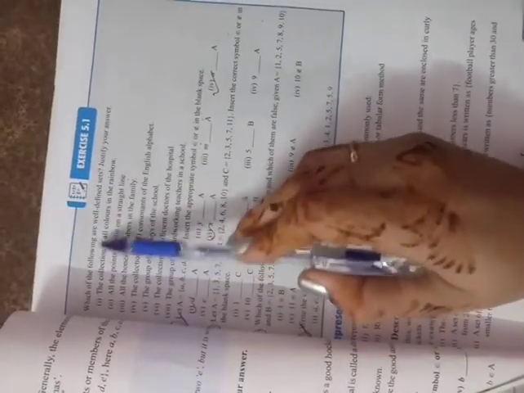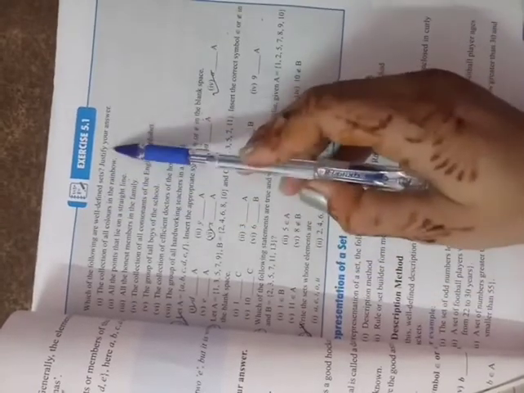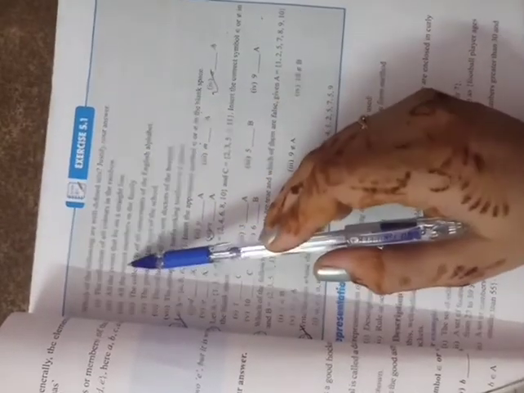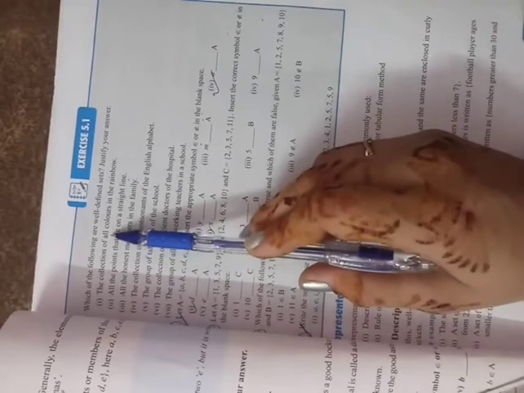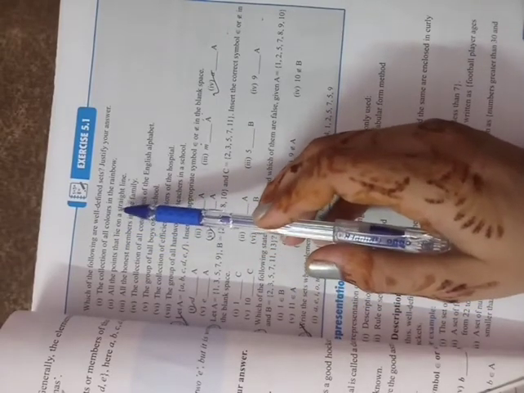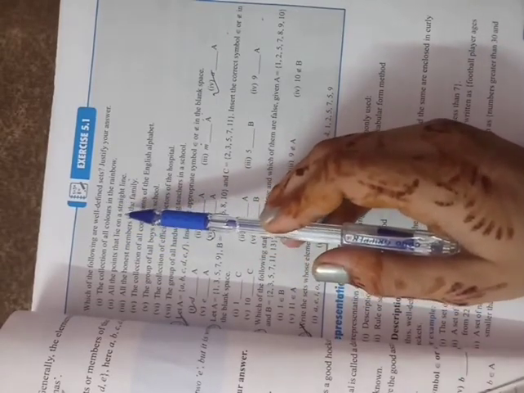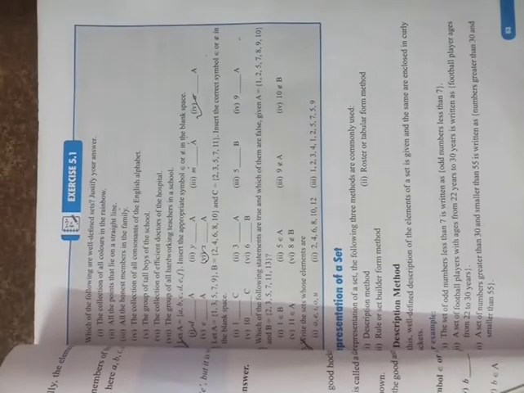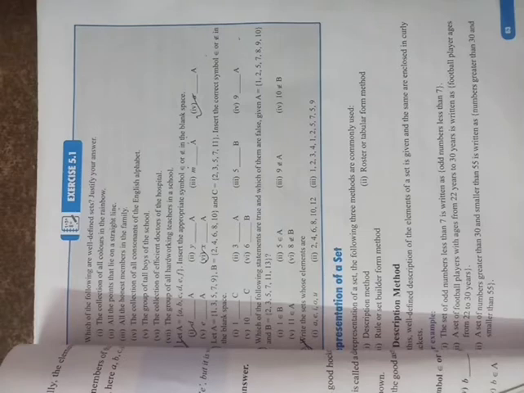First is, which of the following are well-defined sets, and justify your answer. Start with the first one, the collection of all the colors in the rainbow. The collection of all the colors in a rainbow is a set because it is well defined. Members of this set are violet, indigo, blue, green, yellow, orange and red. So we can define this collection, so we can say the first one is a set.